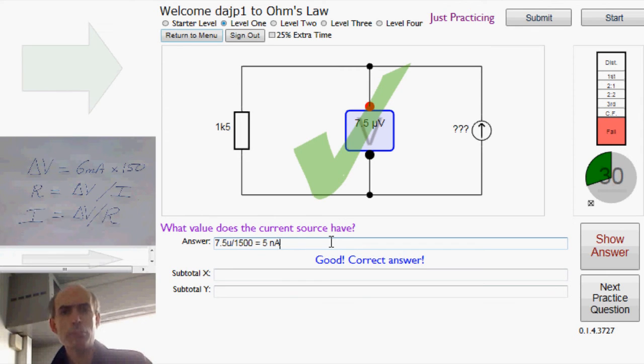I think that's probably about all the different types of questions you can get at level 1, so that's a reasonable place to stop. Once you've got the hang of these, it's time for level 2.